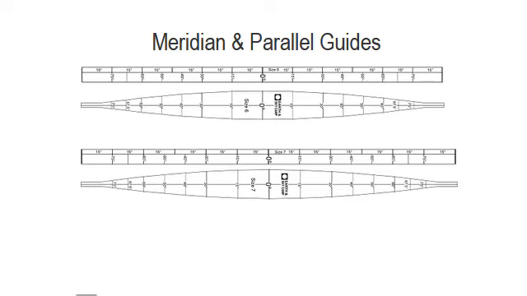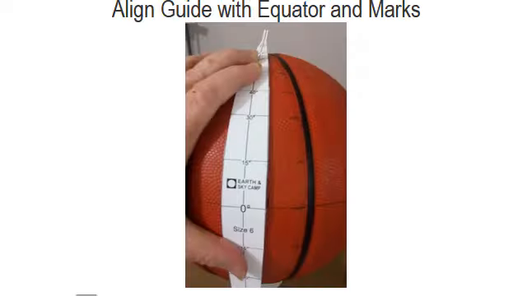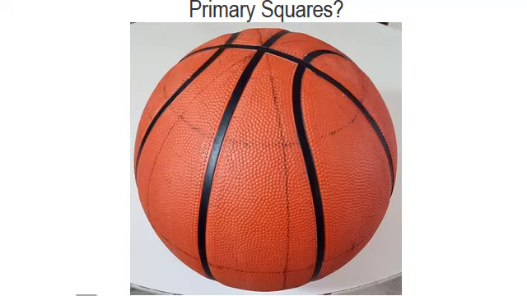The process of using the guides with a crayon to make the grid of 15-degree wide squares on a basketball is presented on the Earth and Sky Map Camp website. These crayon lines reveal that the primary squares of the manual map are not actually very square. The top and bottom rows of primary squares are actually triangular.